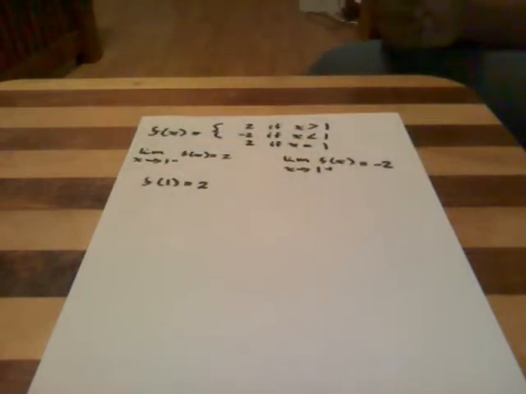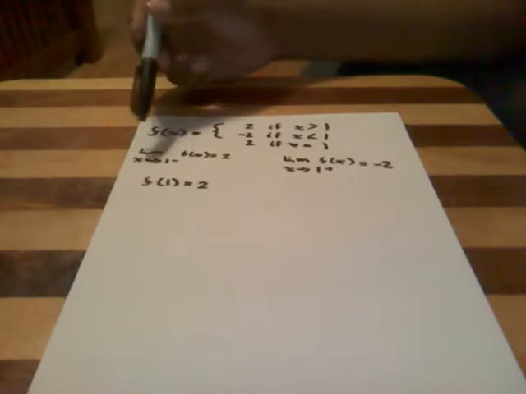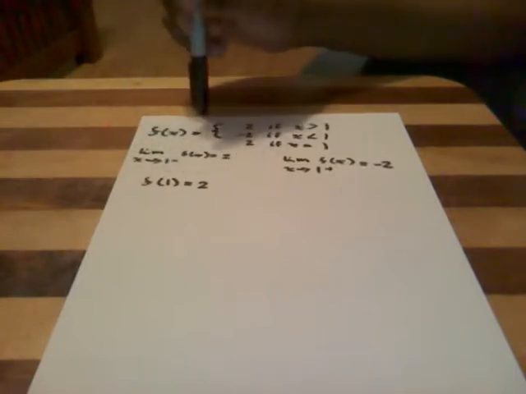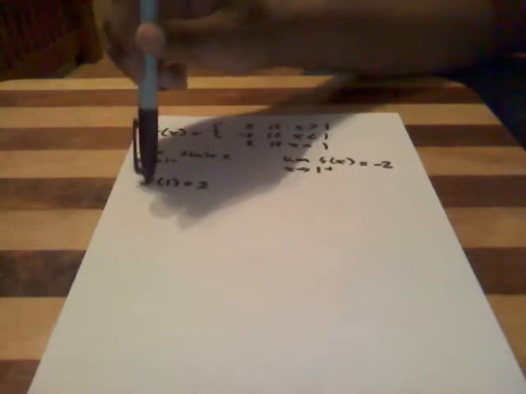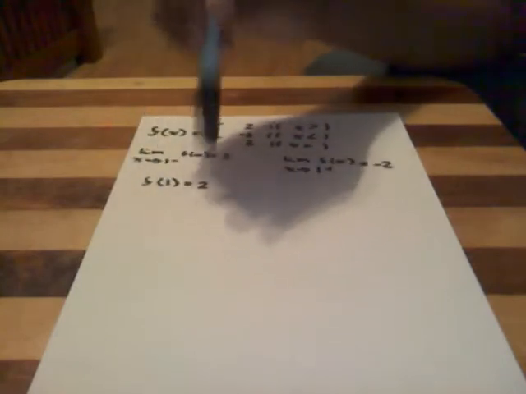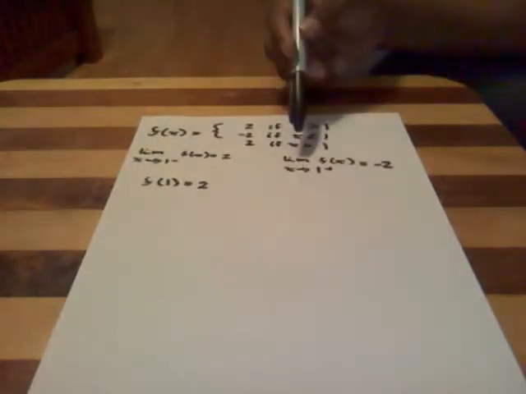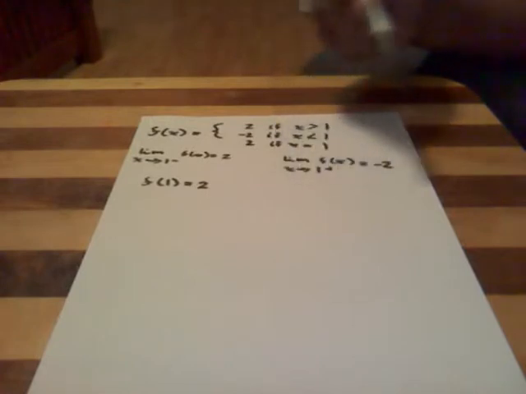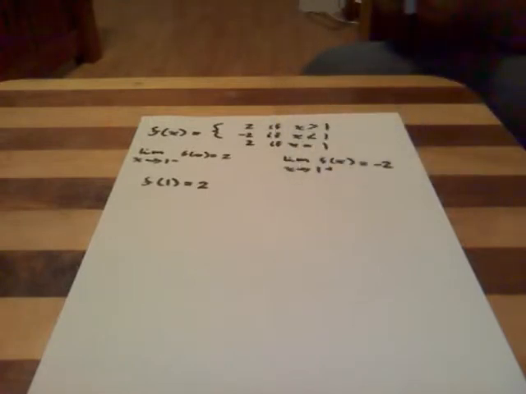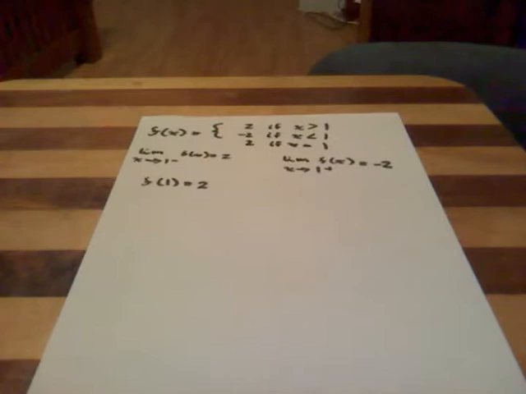Here we see that the limit as x approaches 1 from the left and the actual function f of 1, they are both equal, but the limit as x approaches 1 from the right is not equal, which leads us to conclude that this function is discontinuous.